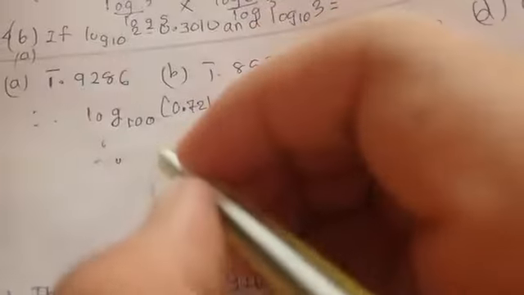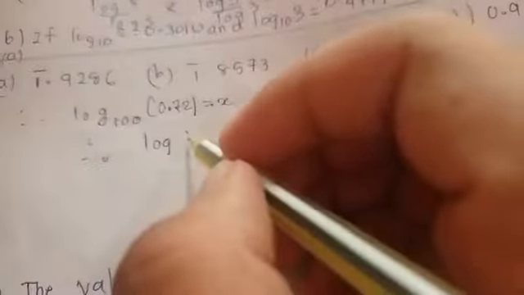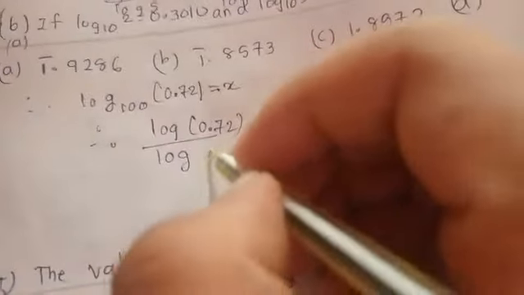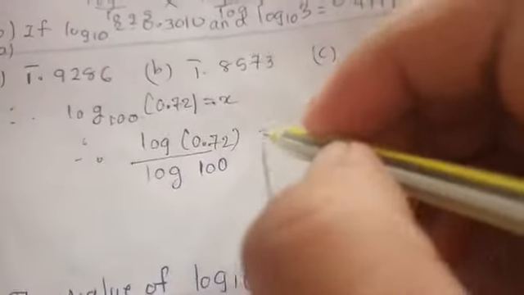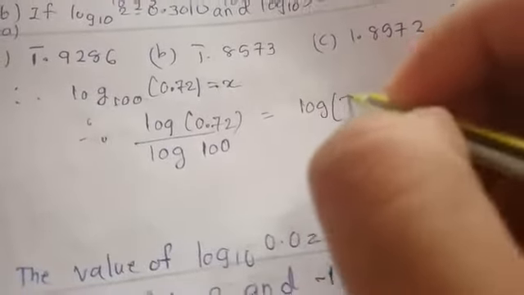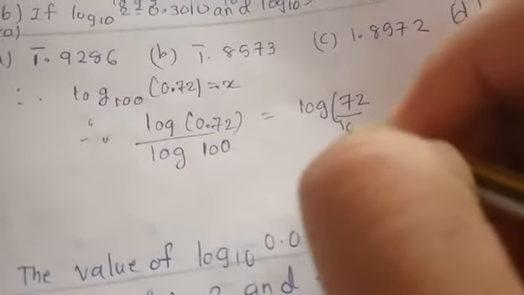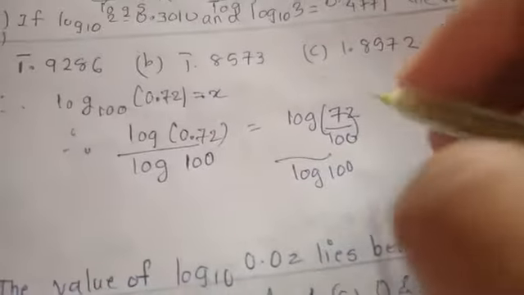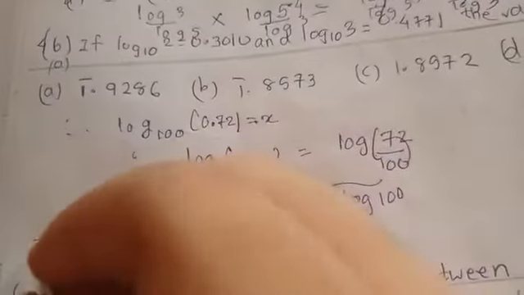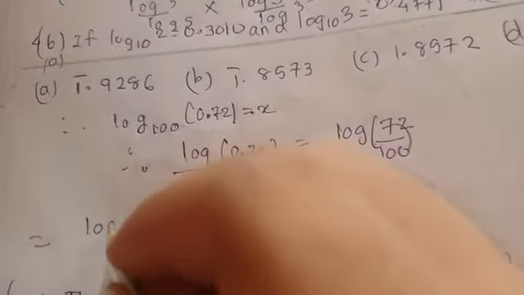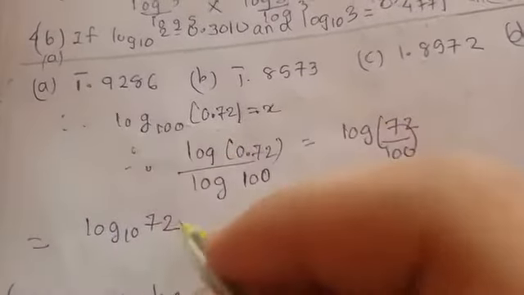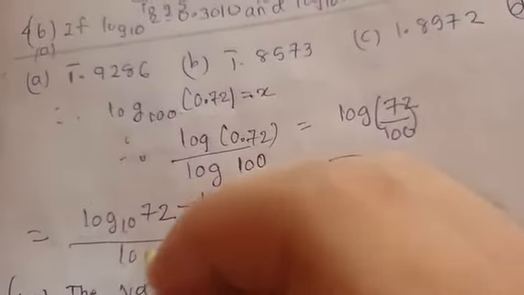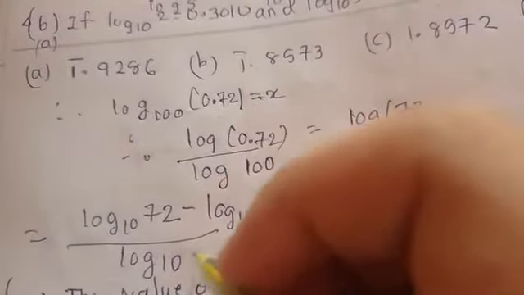Using the change of base property, we write this as log of 0.72 upon log 100. Log 0.72 can also be written as log of 72 by 100 upon log 100. Therefore this can be written as log to the base 10 of 72 minus log to the base 10 of 100, upon log to the base 10 of 100.